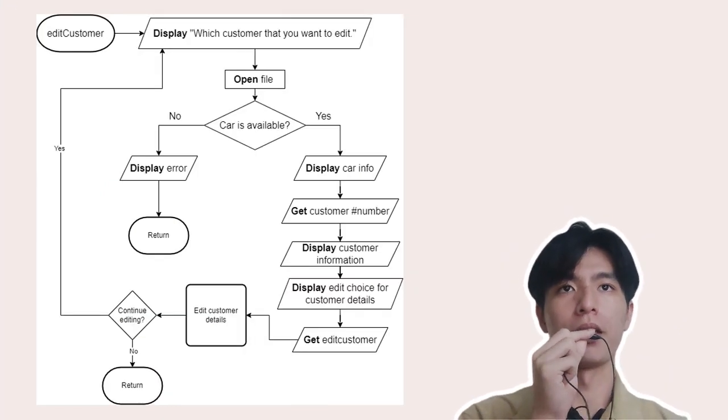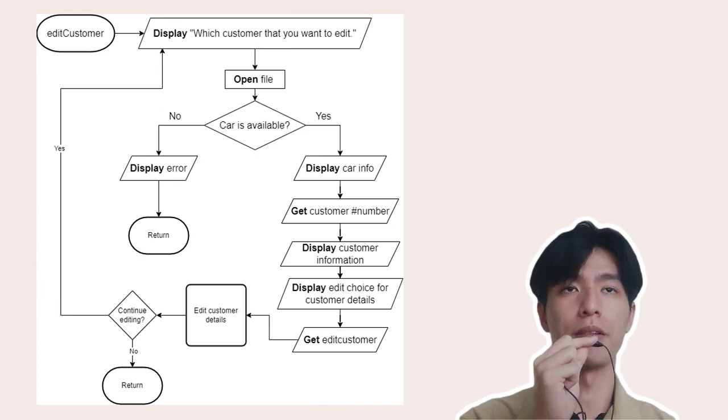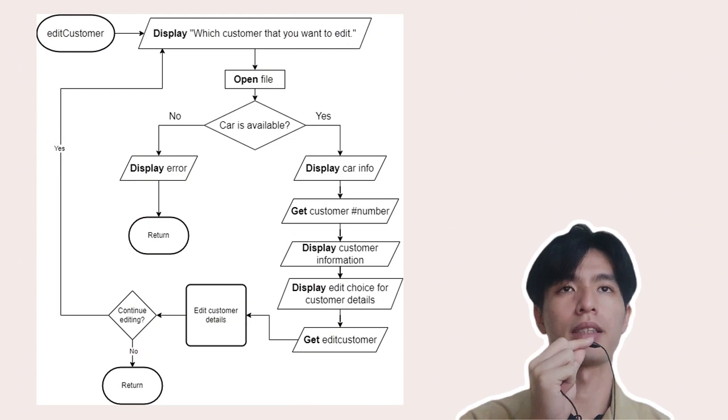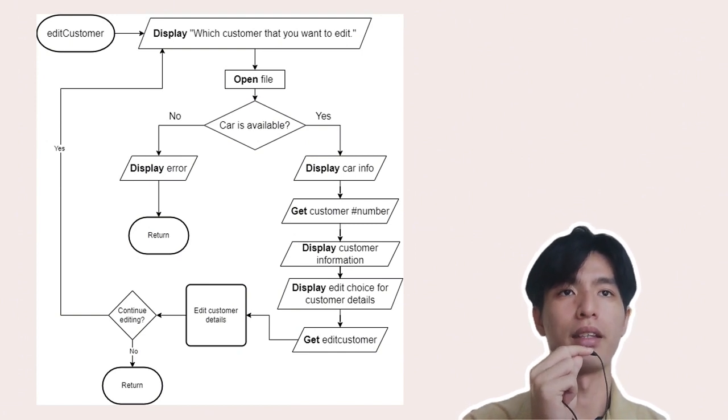Now I will explain the flowchart of the edit customer function. First of all, the program will display a question to ask the user which customer they want to edit. After that, the program will open a file to see whether the car is available, and if yes, the program will display the car info, and then it will also get the customer number from the user that they want to edit.